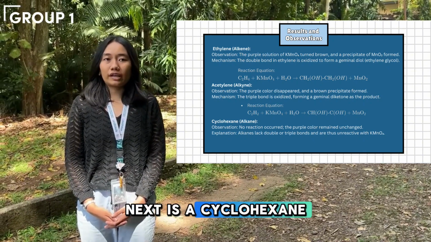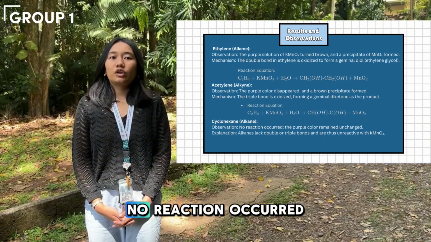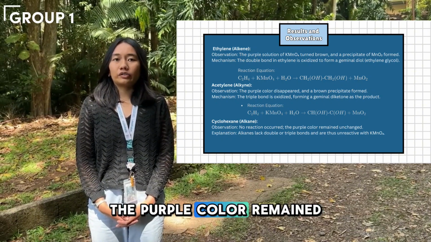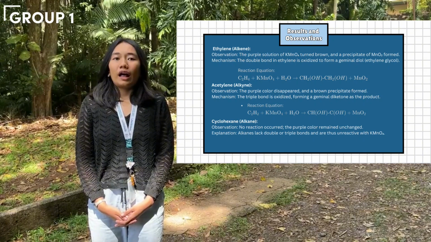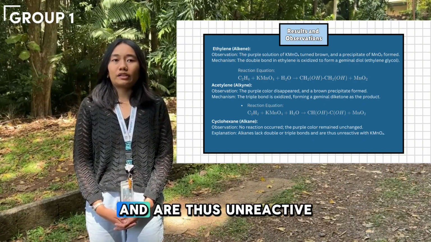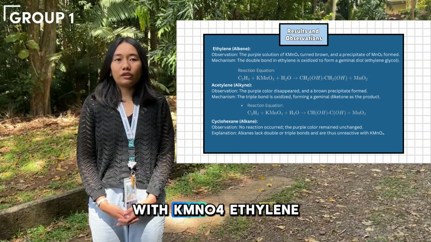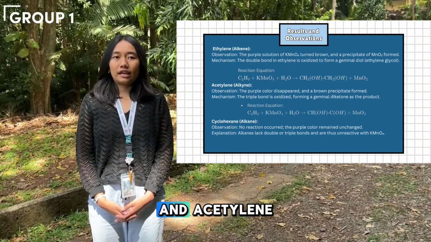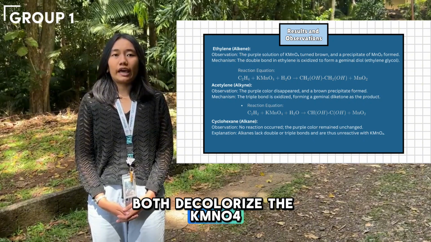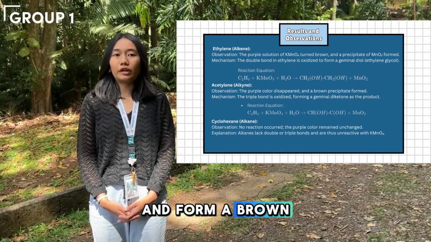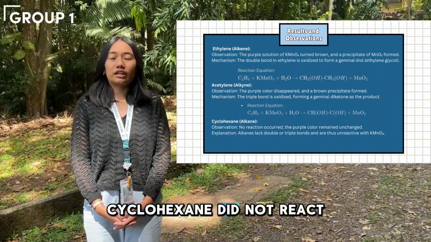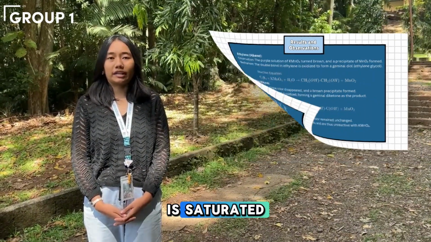Next is cyclohexane, or an alkane. No reaction occurred; the purple color remained unchanged. Alkanes lack double or triple bonds and are thus unreactive with KMnO4. Ethylene and acetylene both decolorize the KMnO4 solution and form a brown precipitate. Cyclohexane did not react, confirming it is saturated.